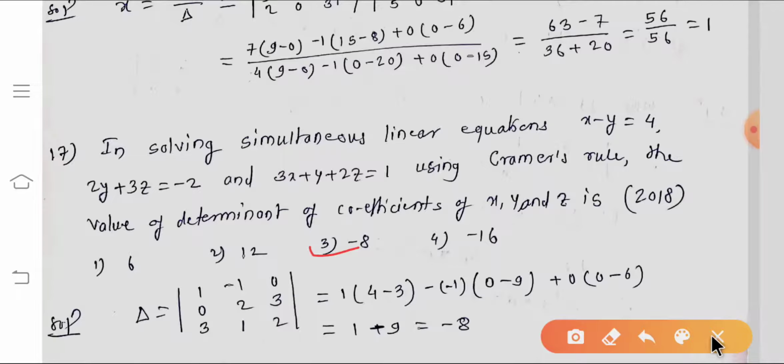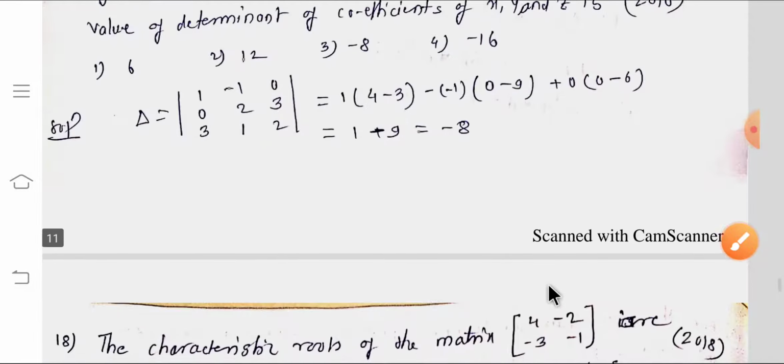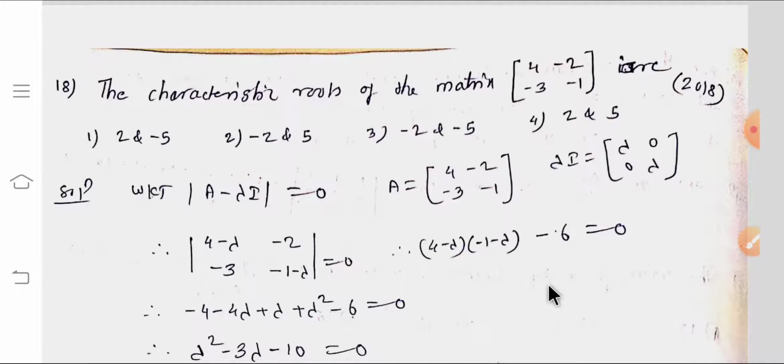So in a question, the most important thing is that you have to read the question carefully. Next, these examples are all about characteristic equations. We have studied the characteristic equation. What is the characteristic equation? The characteristic equation is determinant of A minus lambda I equal to 0.